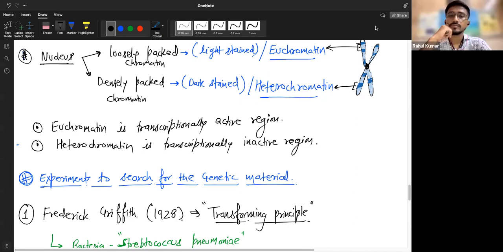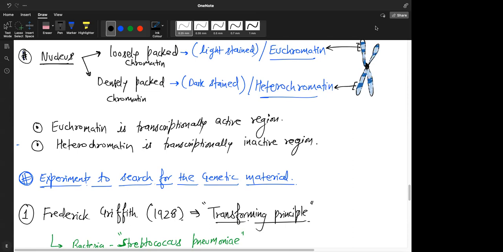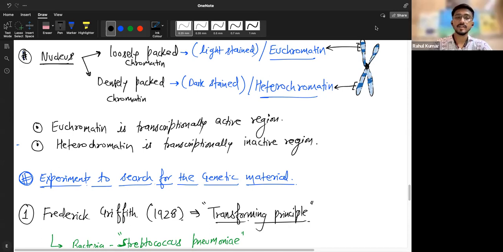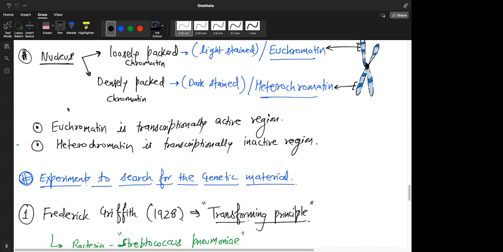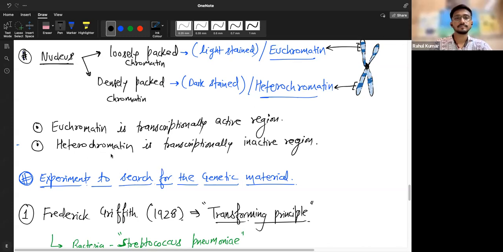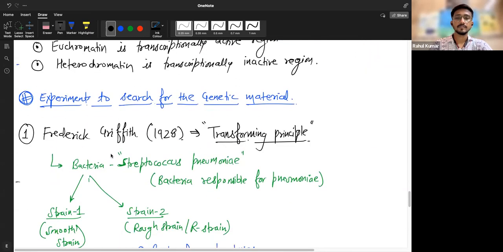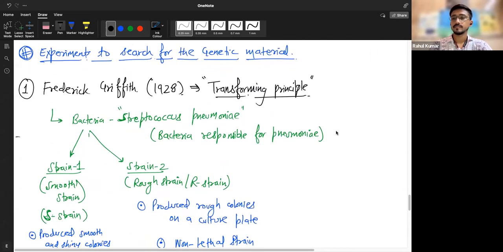And what about the transcriptional status of these chromatins? Euchromatin, they are active. They are transcriptionally active. So transcription happens there. And heterochromatin, they are transcriptionally inactive. Right. Good. Okay, coming to Wafia. Wafia, are you there?